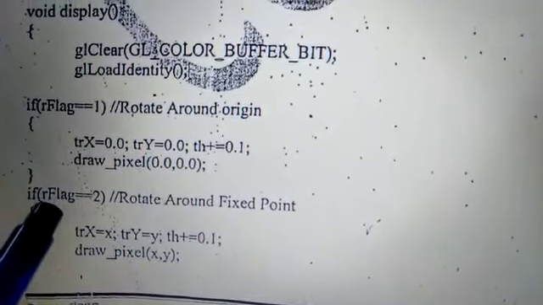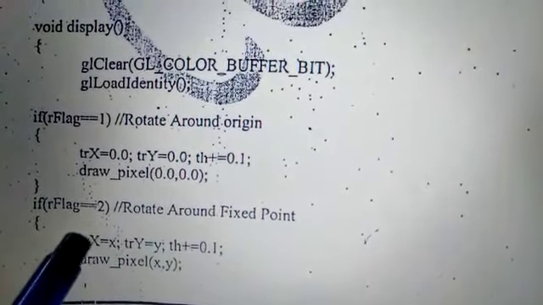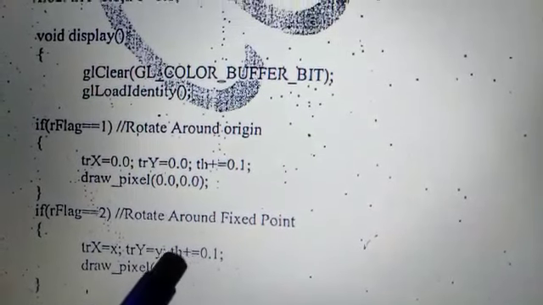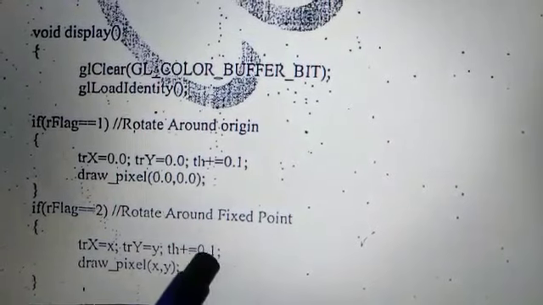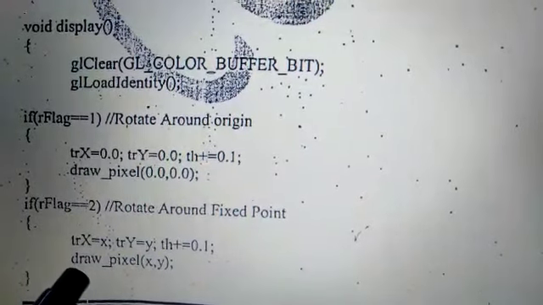0, 0. If we have given flag is equal to 2, that is we are rotating around a fixed point, where we are giving some translation with respect to x coordinate, some translation with respect to y coordinate, and theta once again we are incrementing with 0.1 value, and also we are accessing the pixels through this draw pixel function.